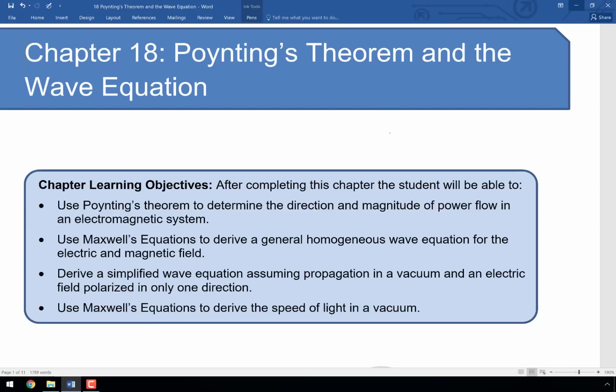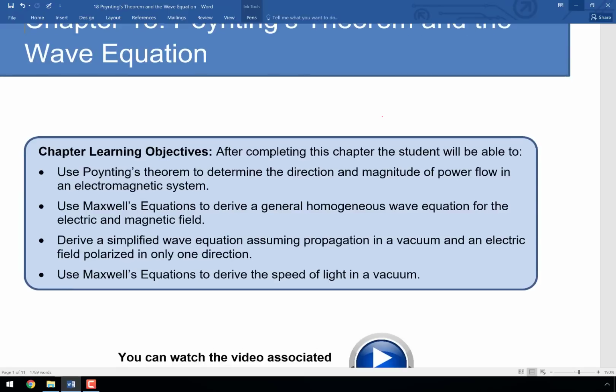So we're going to learn a lot about Poynting's theorem. We're going to talk about the Poynting vector. We're also going to use Maxwell's equations to derive a general homogeneous wave equation and a simplified one-dimensional wave equation, assuming there's a vacuum and that the electric and magnetic fields are polarized in only one direction. And then we're going to use Maxwell's equations to derive the speed of light.